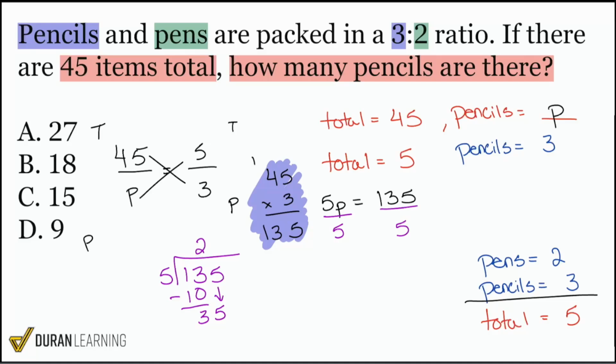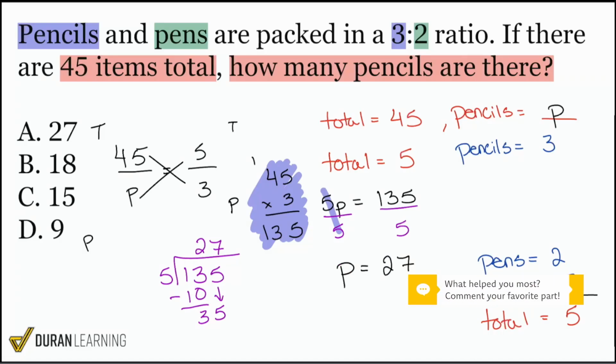So we have 5 going into 35. And that'll end up being 7. So 27 will be the answer. Cancels out on the left. And then we have P equals, again, 27. That is the number of pencils that we have, which is going to be answer choice A.